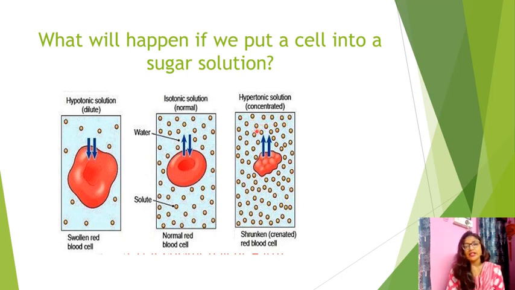In a hypertonic solution, the concentration of water particles is less outside with respect to the concentration of water inside the cell. This type of solution is called a hypertonic solution, and in this solution the cell will start to shrink. So these are the different types of solutions, and this is the result if we keep the cell in these three different types of solutions.